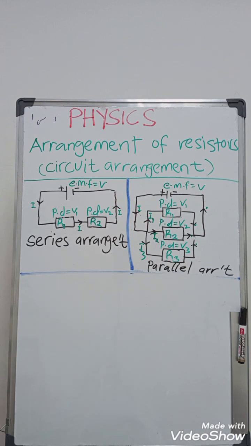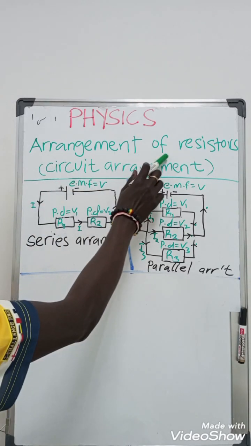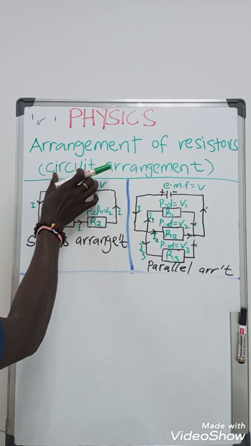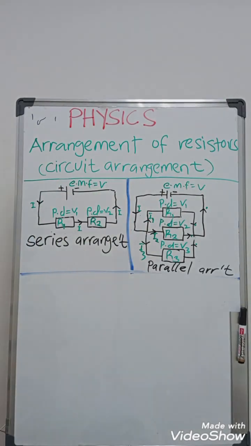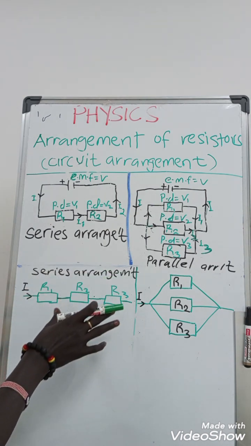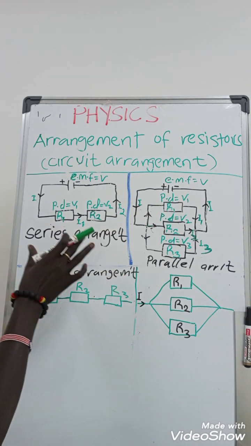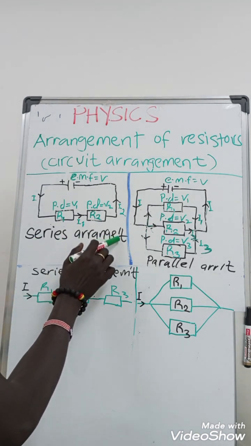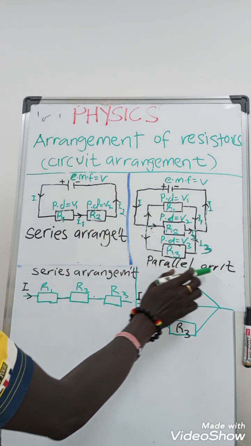Today we are going to learn the arrangement of resistors in the circuit arrangement. We normally have two ways of the arrangement of resistors. We have series arrangement and parallel arrangement.